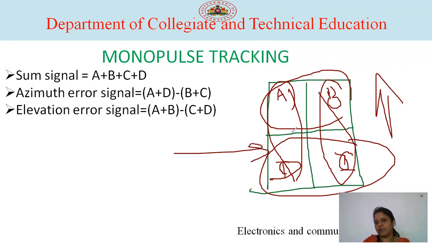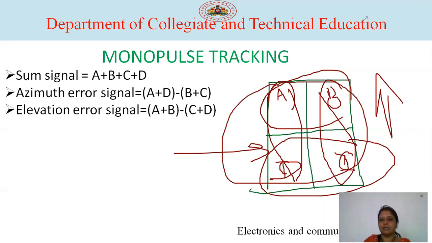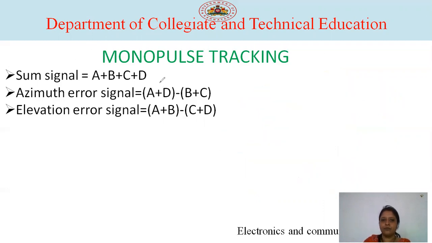If you add these two and subtract, that means horizontal error. Therefore, the sum is A plus B plus C plus D. All the 4 should be added. That gives the sum here. The azimuth error is A plus D minus B plus C, and the elevation error signal is A plus B minus C plus D. Therefore, we can find out the error signal and accurately locate where the target is present.